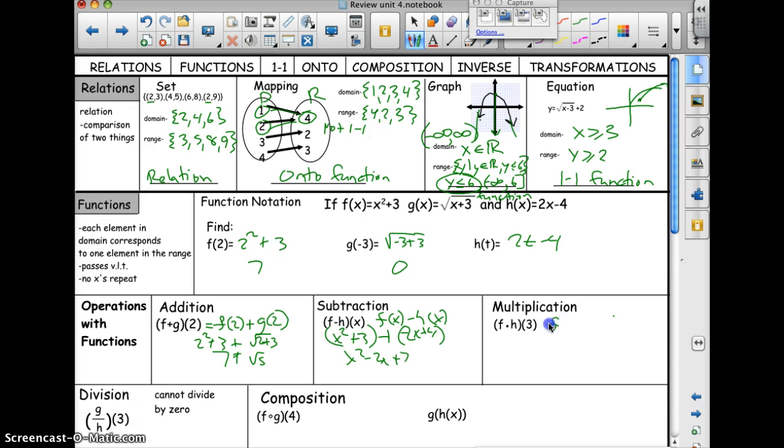Multiplication is f of 3 times h of 3. All right, and then you do them separately, right? You got 3 squared plus 3, and then you're going to multiply that by 2 times 3 minus 4. Okay, so that's 6, minus 4 is going to be 2. This one here is going to be 9 plus 3 is 12, times 2 is 24.